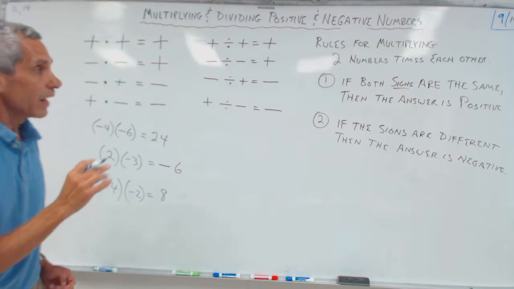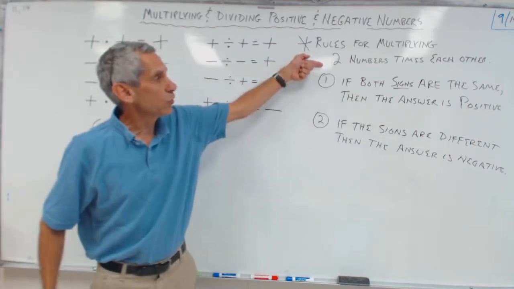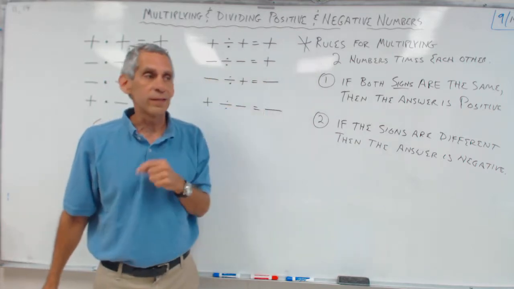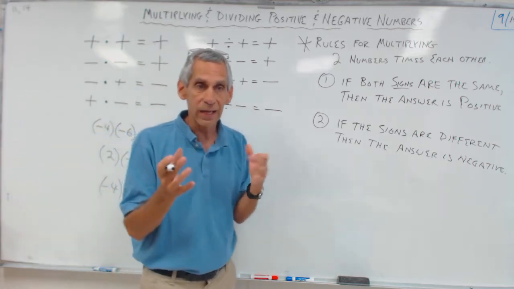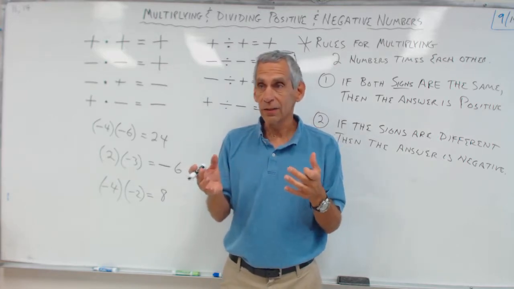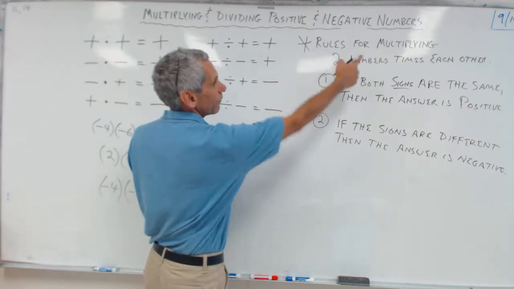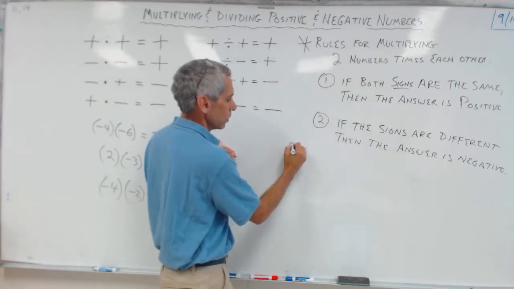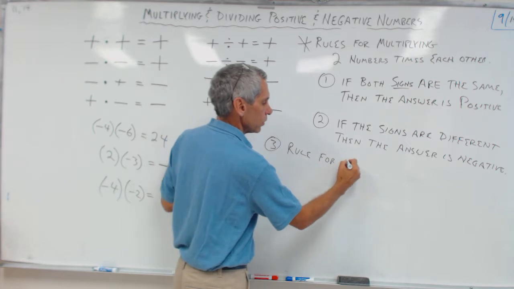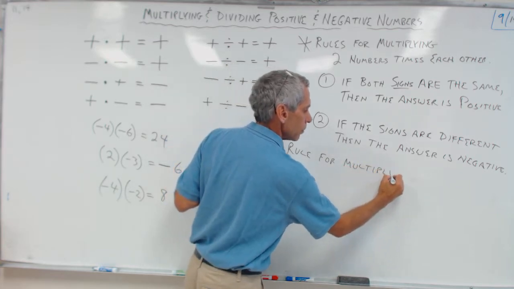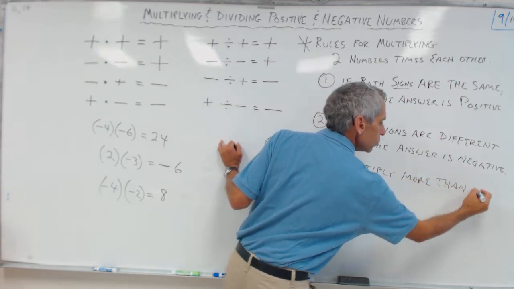All right. Now, there's one thing though. These were rules for multiplying 2 numbers times each other. Now, Rosemary said something earlier when I was doing the lecture, and she talked about if there's an even number of negatives or an odd number of negatives. Yes, so there's a third rule. There's a third rule that is not for multiplying 2 numbers. So this is number 3, but it's a rule for multiplying more than 2 numbers.